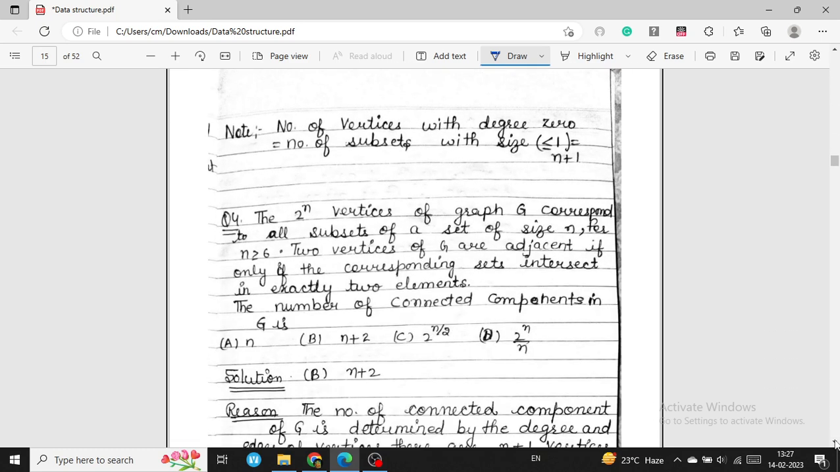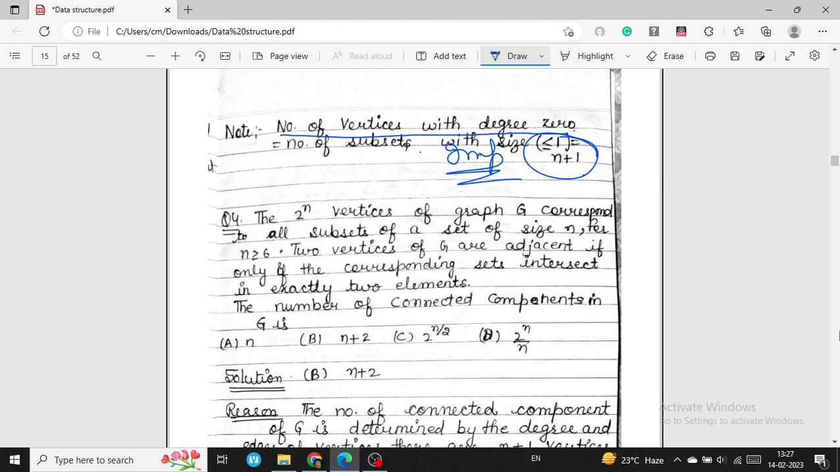Note: when we have to find the number of vertices with degree 0, that should be equal to the number of subsets with size less than or equal to n plus 1. This formula is very important. You should keep it in mind because it is used for solving numeric questions.